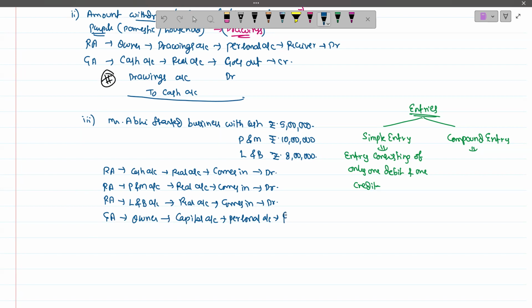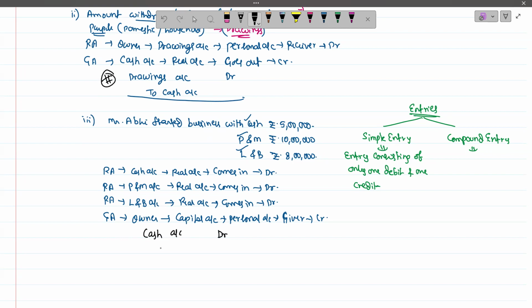So here, the owner is the giver, so his account is credited. Then you can write this transaction separately as amount brought by the owner in cash, plant and machinery brought by the owner into the business, and land and building brought by the owner into the business. So we can write the entry in this way.